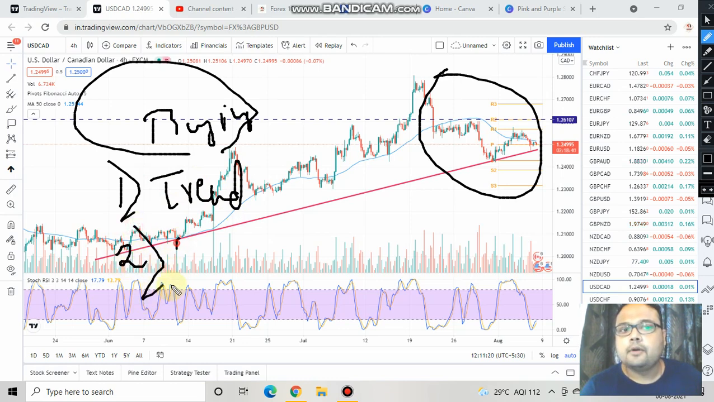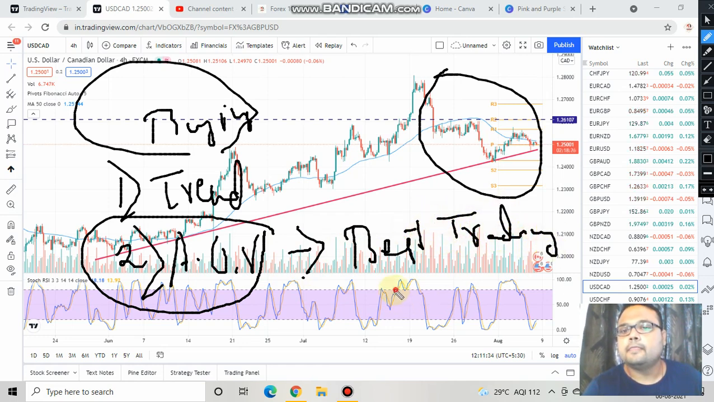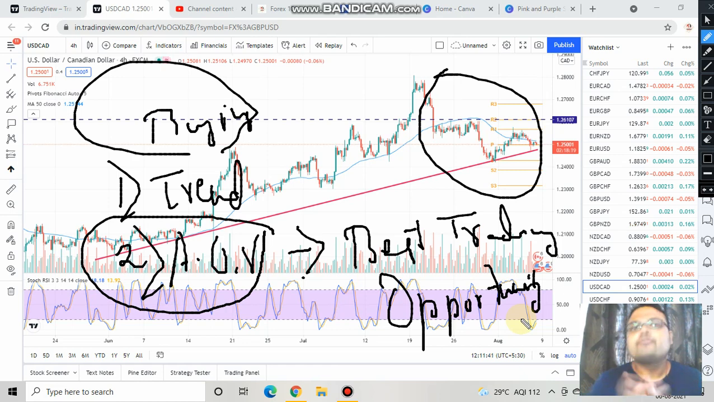The second important point that we need to focus on is area of value. Area of value means the best trading opportunity. As I've clearly spoken in my hundreds and hundreds of videos, the area of value, or the best trading opportunity, is extremely important, and we should always try to find it before executing any order.